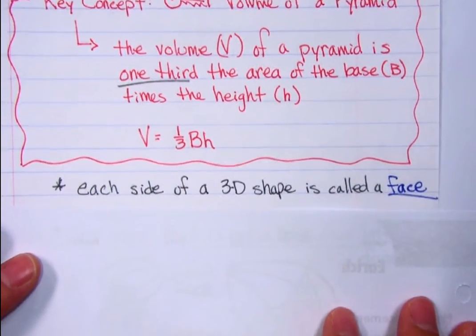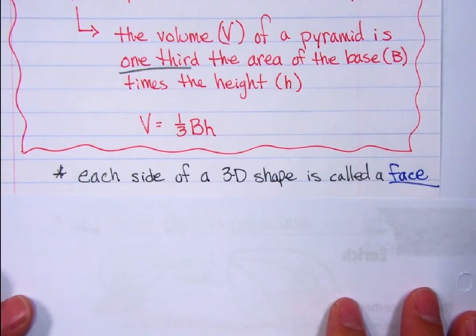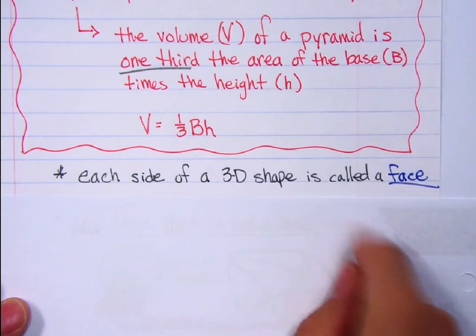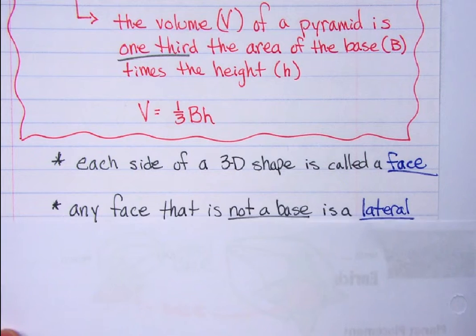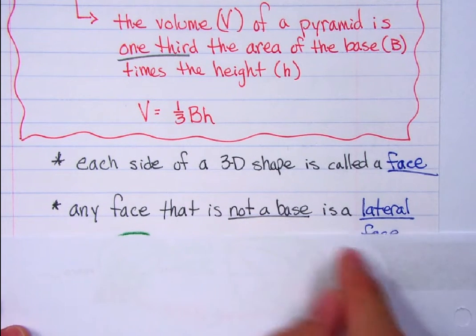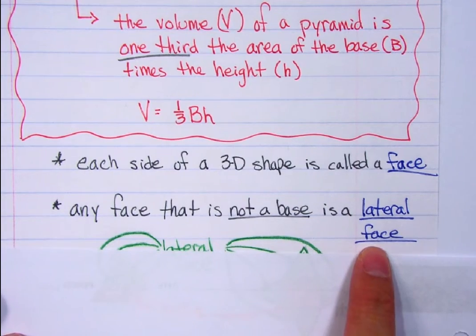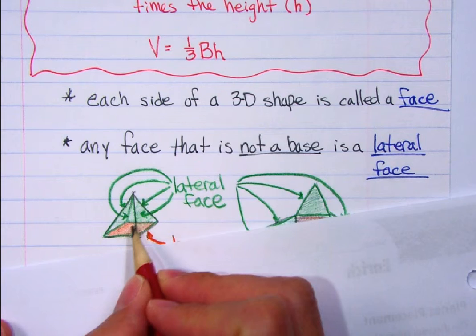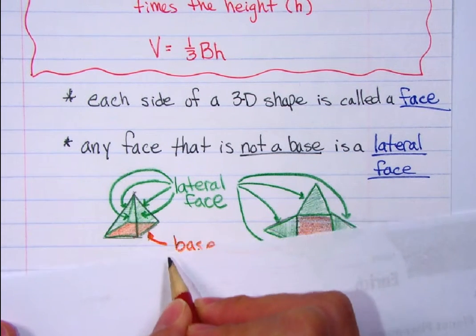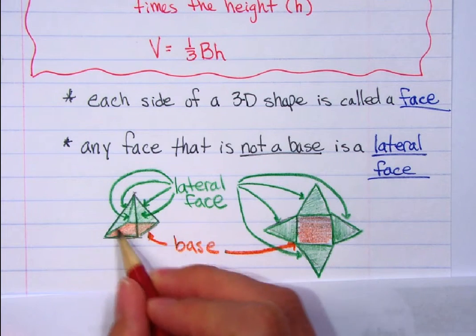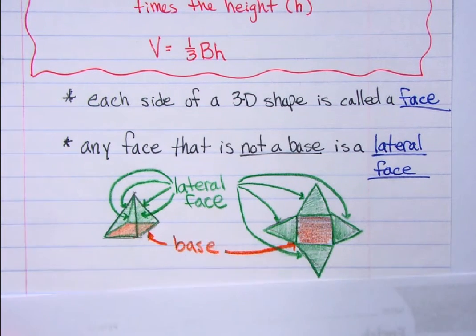Each side of a 3D shape is called a face. Talking about 3-dimensional shapes, each of the sides are called faces. Any face that's not a base is considered a lateral face. So what do I mean by all that? Let's take a look. If I look at this pyramid, the very bottom here is considered the base, and all the 4 other sides that make up the different faces are called lateral faces.